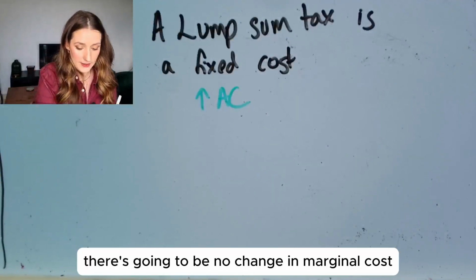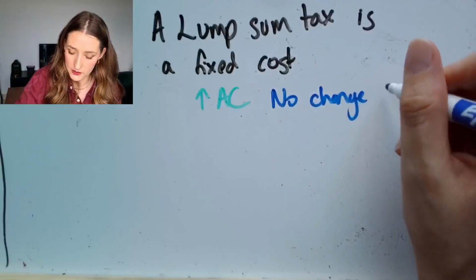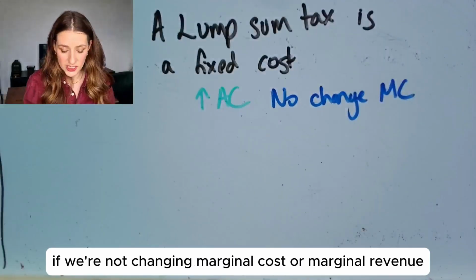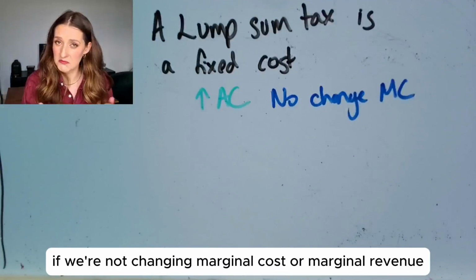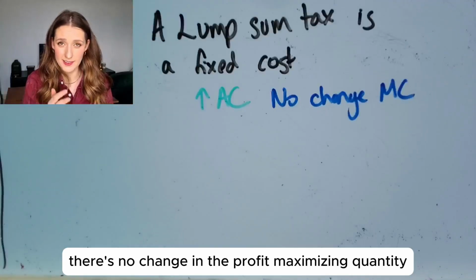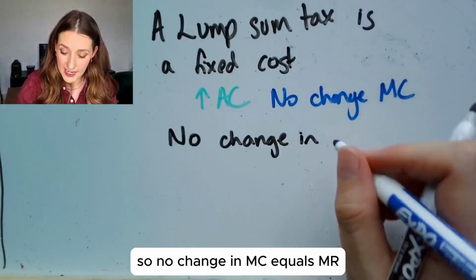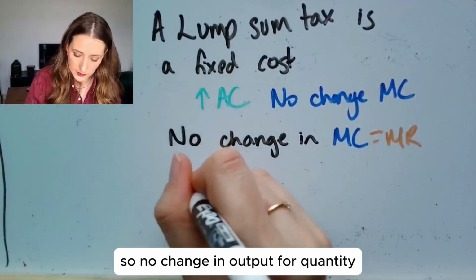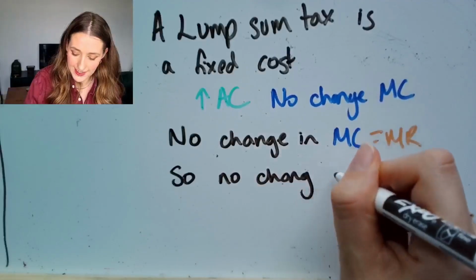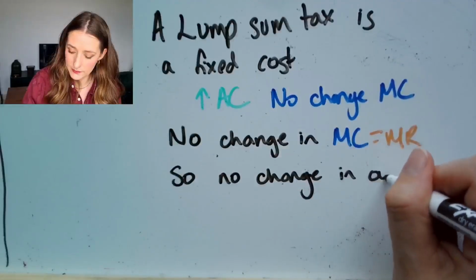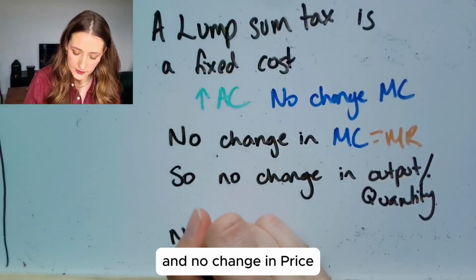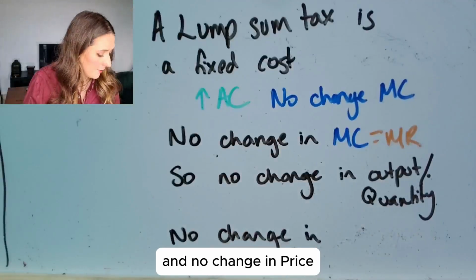There's going to be no change in marginal cost. Remember, if we're not changing marginal cost or marginal revenue, there's no change in the profit maximizing quantity, and so there's going to be no change in output. So no change in MC equals MR, so no change in output or quantity, and no change in price.